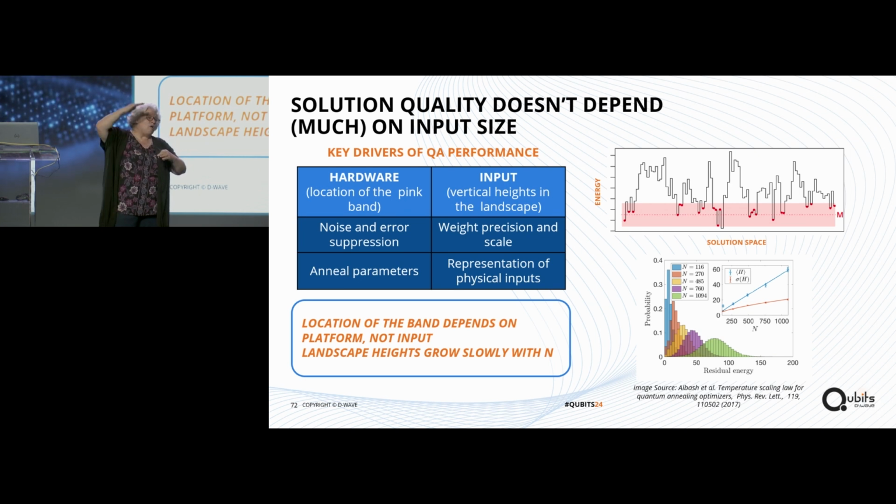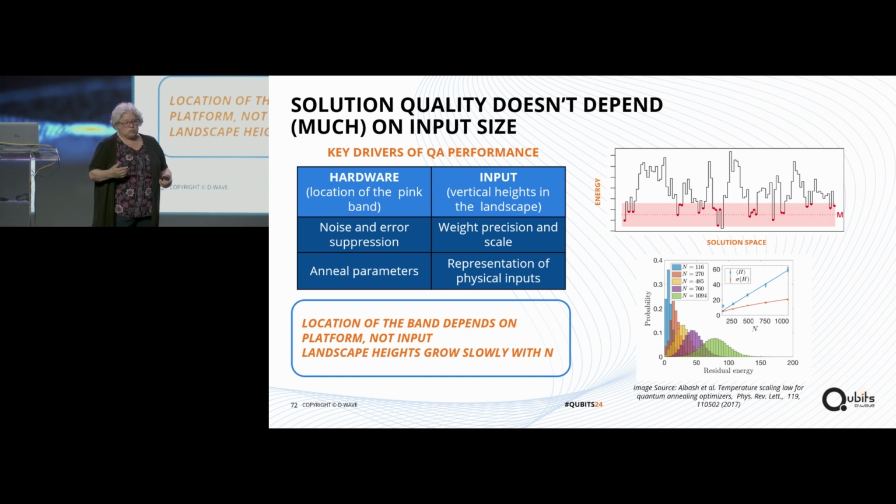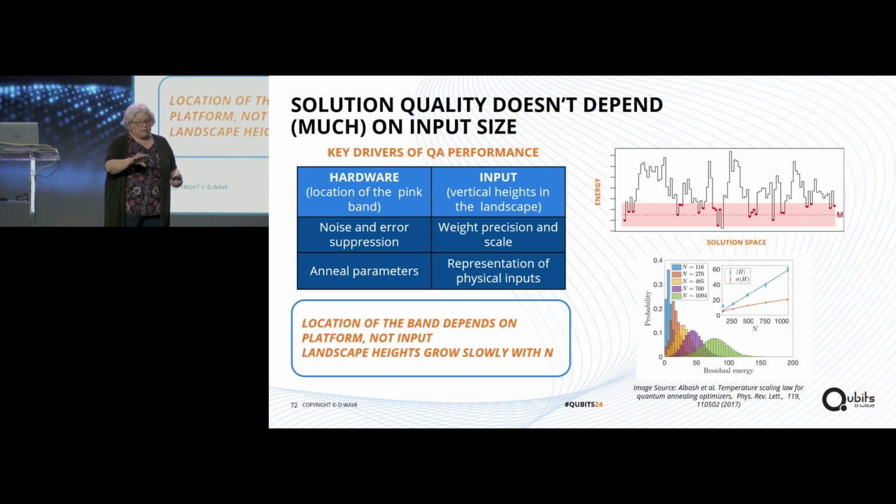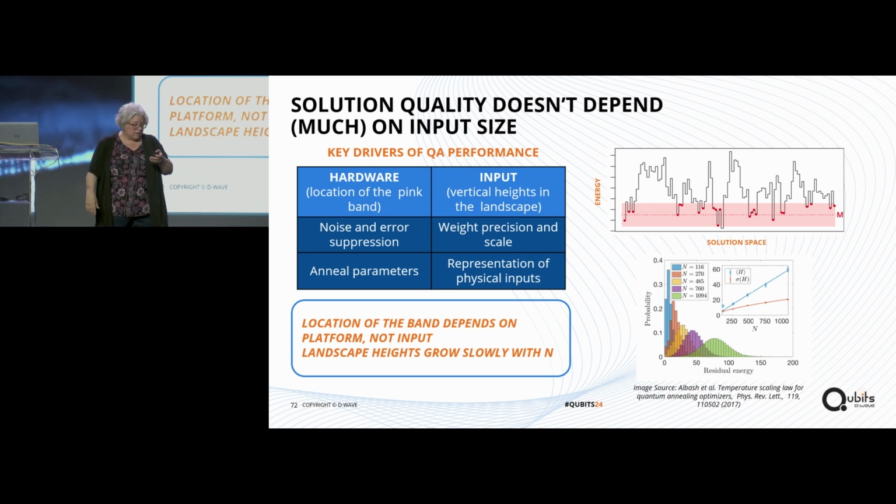What matters is how high this landscape is in relation to the pink band, which is really a function of the hardware. The hardware and the location of the pink band doesn't vary input from input. It's the size, the height of that landscape when it combines with that gives you your probability distribution. And as it turns out, the heights in the landscape are more like linear or quadratic at most, but they're a slow-growing function of input size. And that's in contrast to the 2 to the n size stepping that you have to go with.